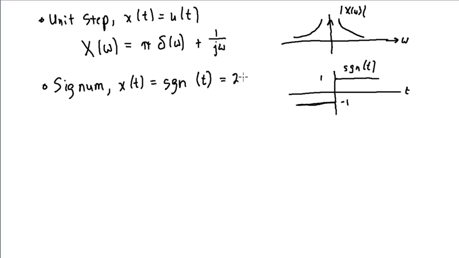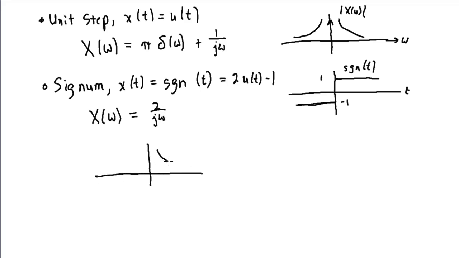So there's this relationship between the two. And the Fourier transform of the signum function is actually just 2 over j omega. So that magnitude spectrum will look like this, 1 over omega shape. One easy value to find is at omega equal 2, where the magnitude would be 1, and similarly at minus 2, it's also going to have a height of 1.